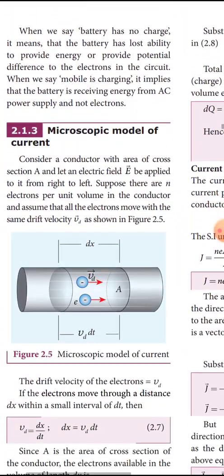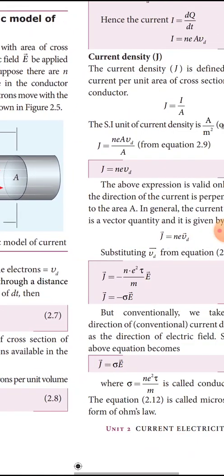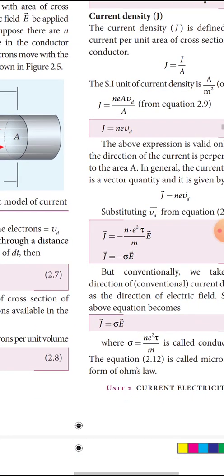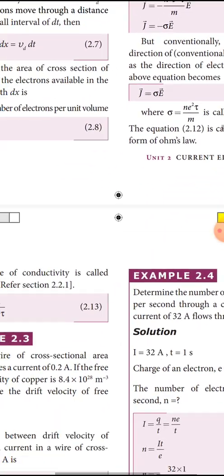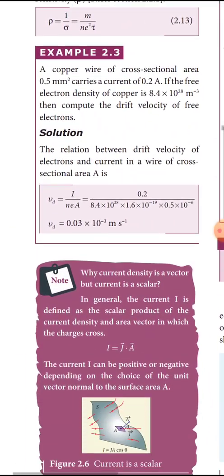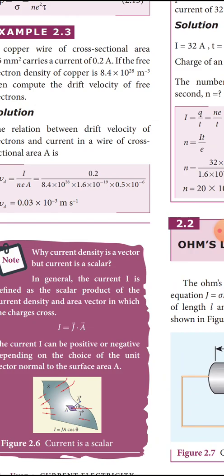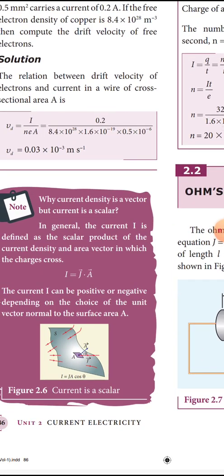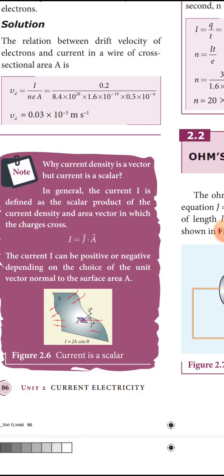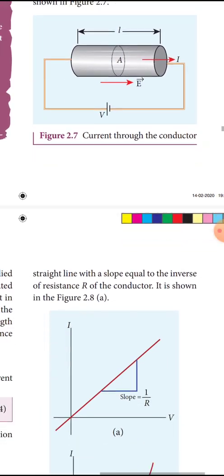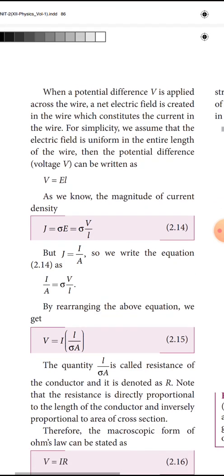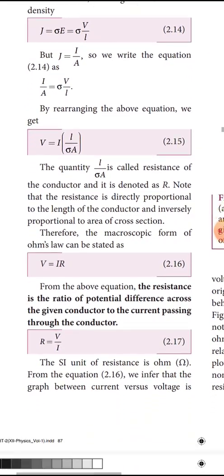And the microscopic model of current. In the microscopic model, you will get J vector is equal to sigma E vector, whereas the microscopic form is different from the macroscopic form. Why? Current density is a vector but current is a scalar. This note you have to read. Next comes Ohm's law, and you have to read about Ohm's law.